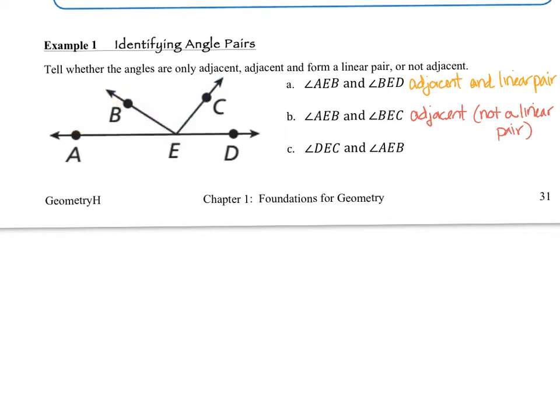On question C, we're going to look at angle DEC and also angle AEB. These two do share a common vertex right here at point E, but they do not share a common side. They would form a line with this additional angle BEC, but that means that these two together are not adjacent and do not form a linear pair.